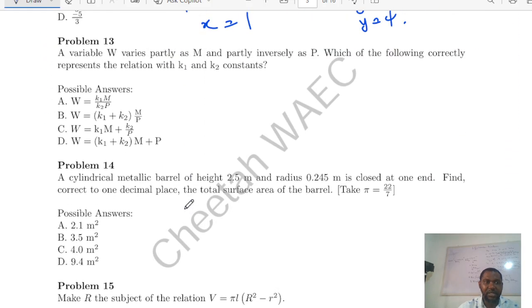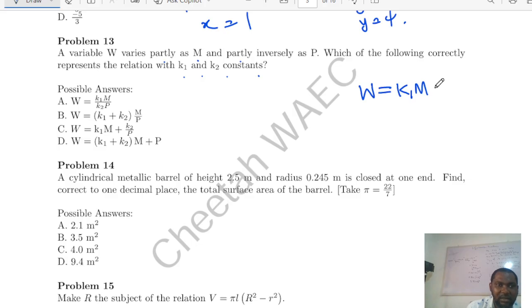Now the next question here says, a variable w varies partly as m and partly inversely as p. Which of the following correctly represents the relation with k1 and k2 constants? This is very important. W varies partly as m and partly inversely as p. This is how you represent it. Partly, k1 represents the first constant, so partly as m means k1m.